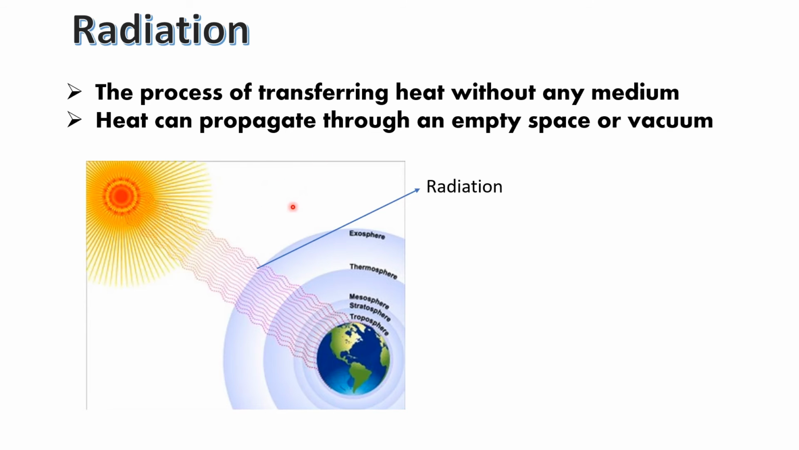We know that the space is a vacuum. The outer space is vacuum. So how the heat energy from the sun is transferred to the earth? Yes, it is through radiation.